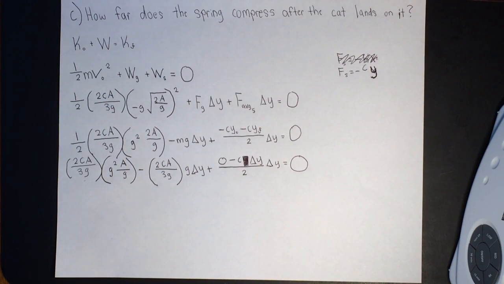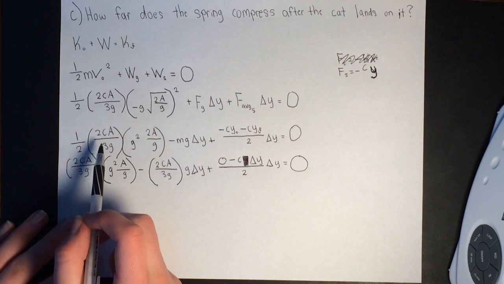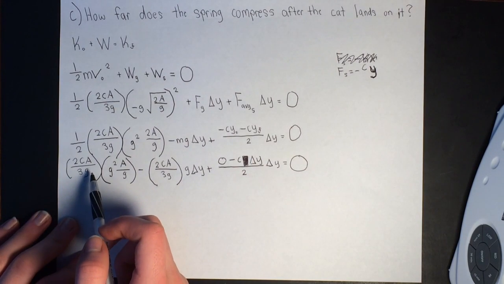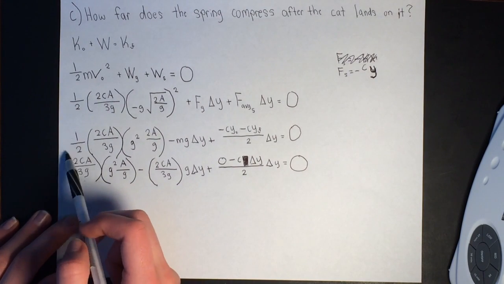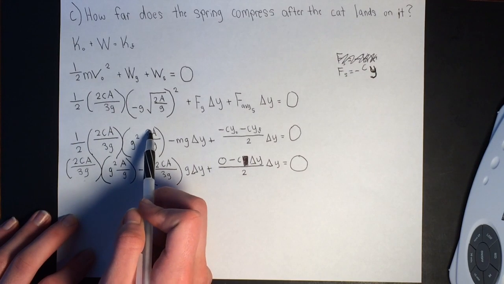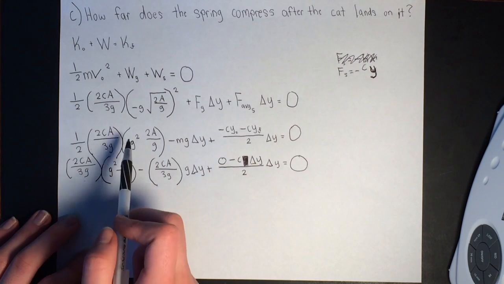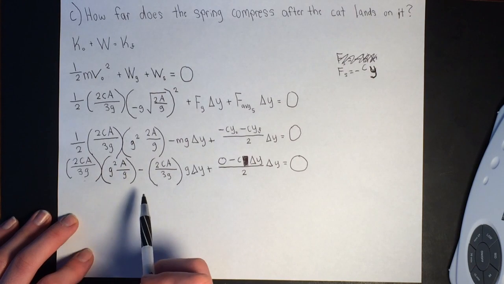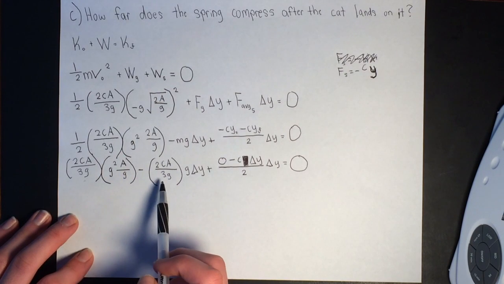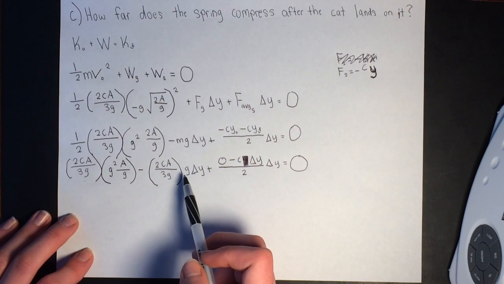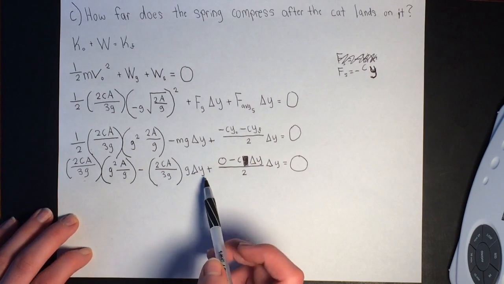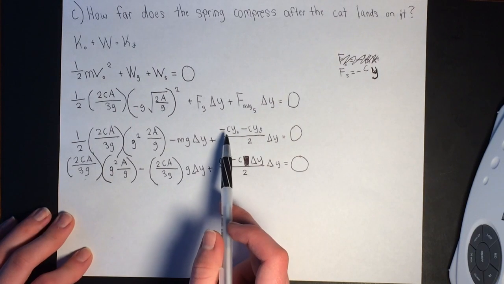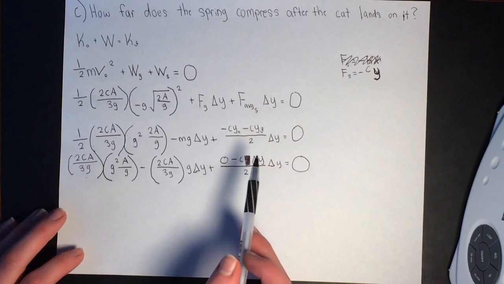So with some simplification, we can keep this expression, 2ca over 3g, and we can multiply this 1/2 over here with this 2 over here so that they cancel out. And this can just be g squared times a over g minus the mass. Here I plugged in what the prompt said was the mass, times g times delta y. And here we have this negative cy naught.